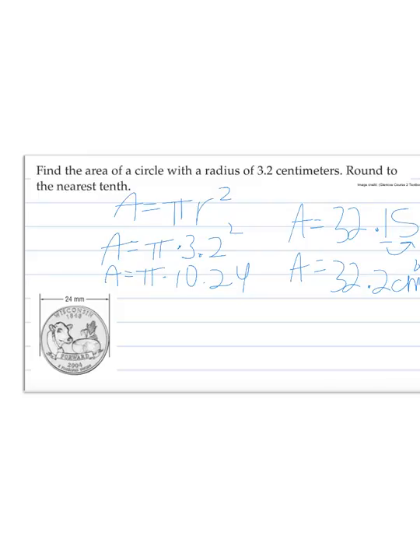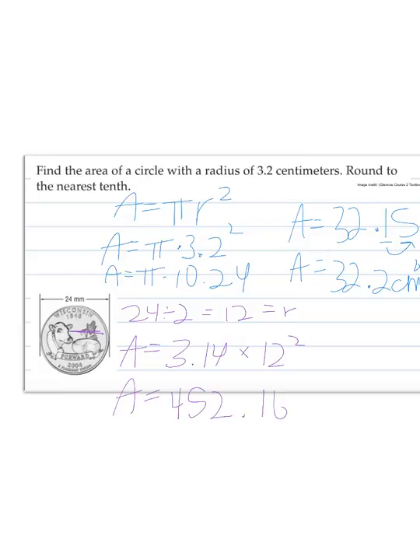Okay. Now for this next one, we have a quarter here that is 24 millimeters in the diameter, but we need the radius. So we just want halfway across. And the radius is always half of the diameter. So we take the diameter and we divide it by 2. And 24 divided by 2 equals 12. So our radius is equal to 12. Now when we plug that in, 3.14 times 12 squared. Well, 12 squared is 12 times 12, which is 144. So we take 144 times 3.14. And our area, 452.16 millimeters squared.